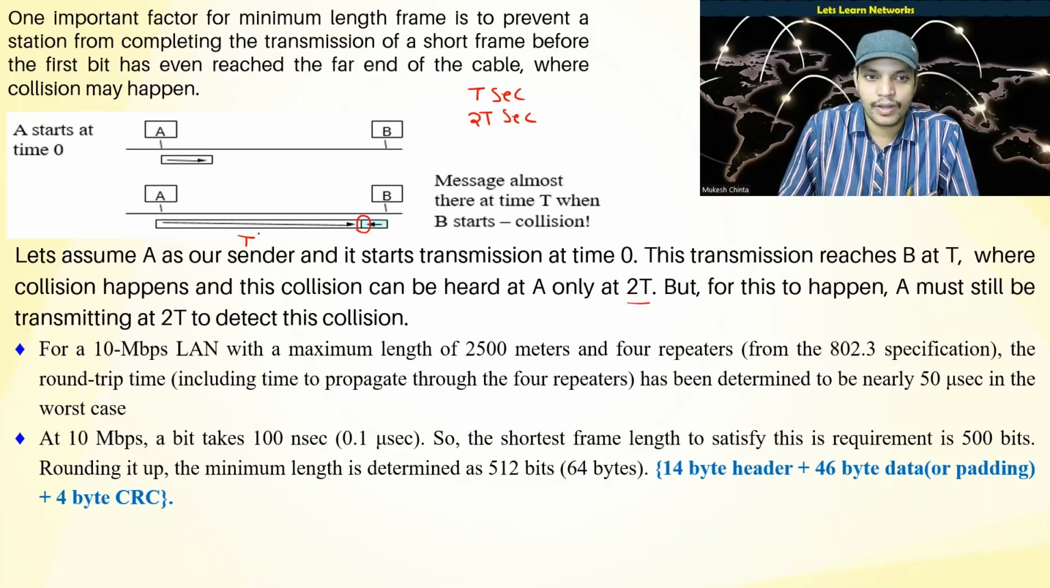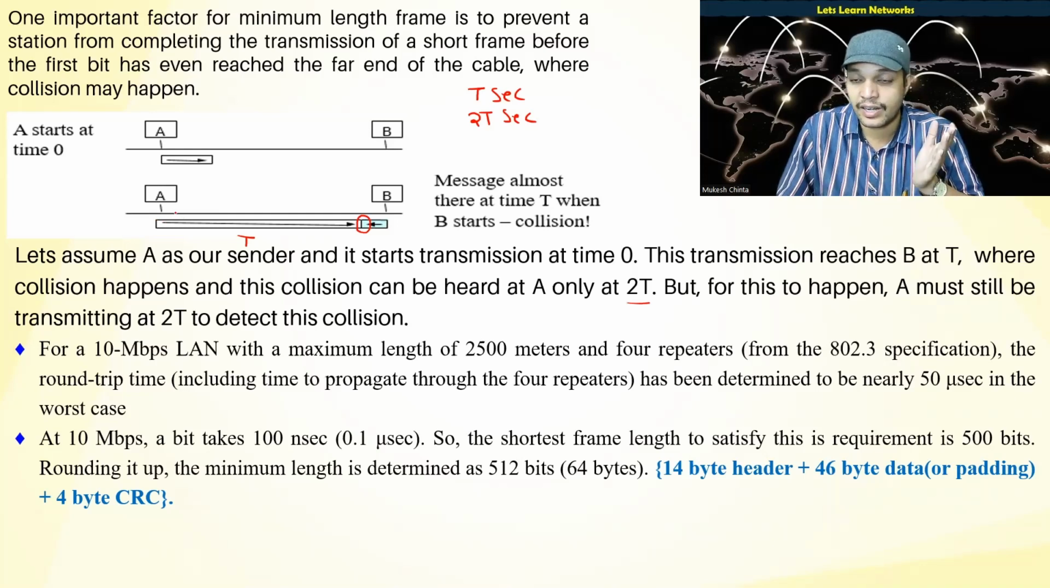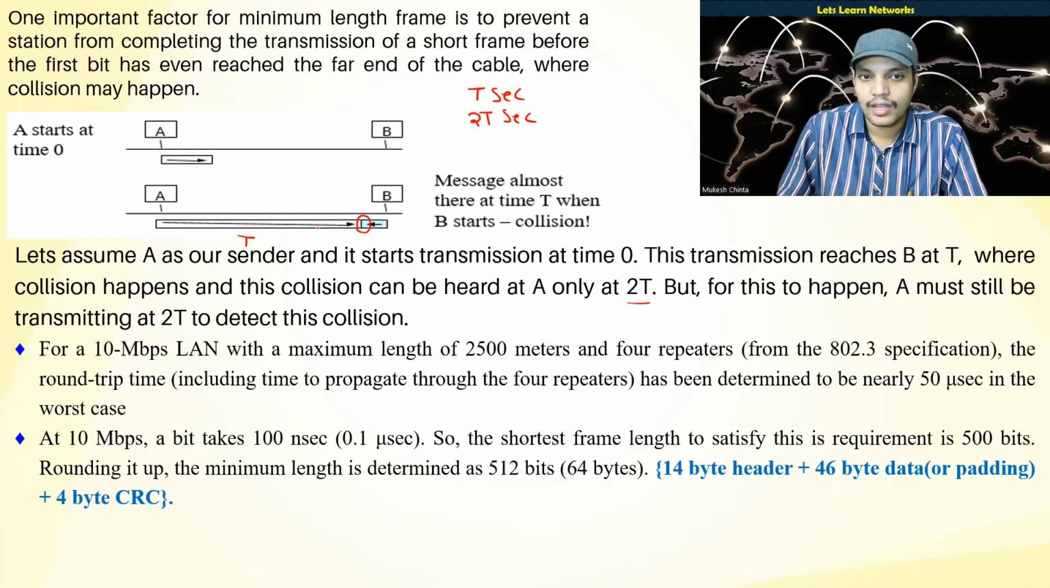Let us assume that maybe before even 2t, A has finished the transmission. Because it still didn't hear any collision, it will mistakenly assume that this frame has reached without any collisions, or that successful transmission of the frame is done. But that is not the case here, right? So A must still be transmitting at 2t to detect this collision. Now for this to happen, let us take the standard LAN, which is of 10 Mbps.